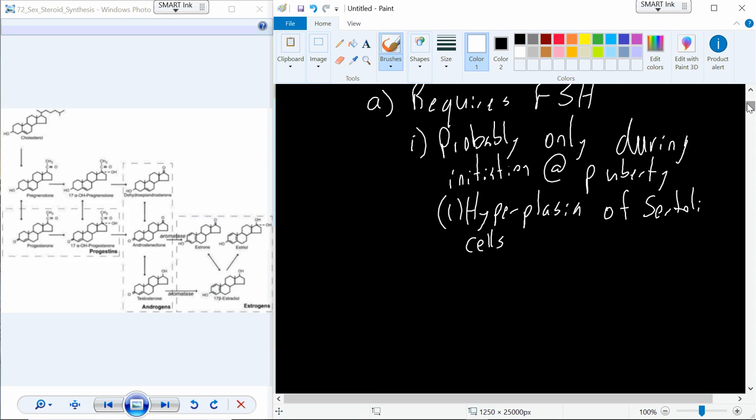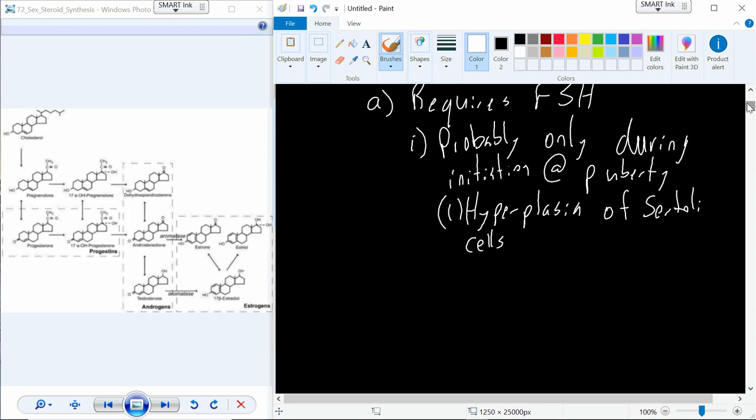So there are two ways in which tissues can grow. They can either grow by increases in cell size, or by an increase in cell number. Hyperplasia is an increase in cell number. Hypertrophy is the increase in cell size. So with FSH at puberty, hyperplasia, or an increase in the number of Sertoli cells, begins to occur.